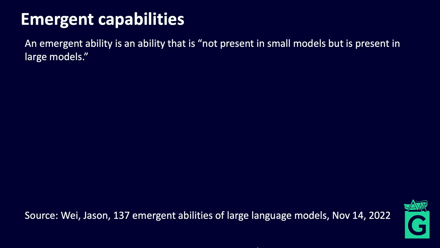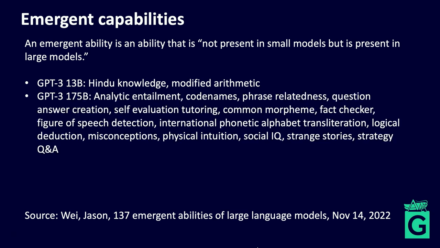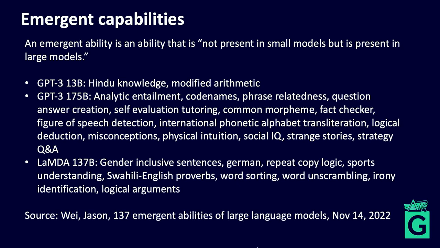people are now worried a little bit that it's doing things we're not programming it to do. These are called emergent capabilities. And that's why some people think that these AI models are actually a form of AGI, because it's doing things you don't expect it to do. For example, GPT-3 with 13 billion parameters started talking about Hinduism, which it was never programmed to talk about, or modified arithmetic problems. GPT-3 with 175 billion parameters started talking about phrase relatedness, question answer creation, figure of speech detection, physical intuition, social IQ, things like that. LaMDA with 137 billion started having gender inclusive sentences, German, Swahili English proverbs, logical arguments, things like that.